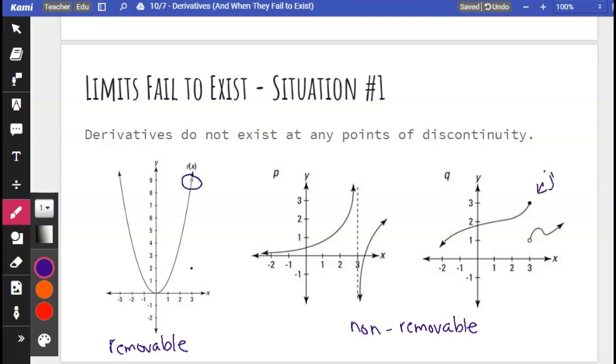This would be our jump discontinuity. This would be infinite discontinuity. And obviously, at x equals 3 in both of those cases, there is no derivative at x equals 3 because the function is not continuous at x equals 3. So, limits fail to exist at any point of discontinuity. If you see this, be mindful and say, sorry, can't find a derivative because I can't find the slope of the tangent line at that given point on functions that are not continuous.